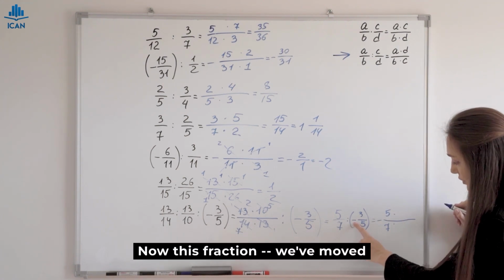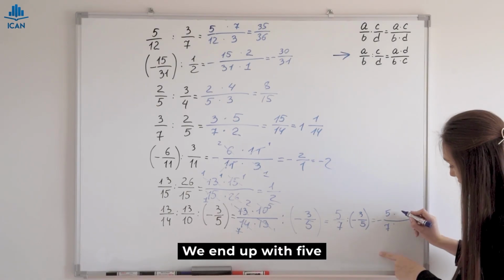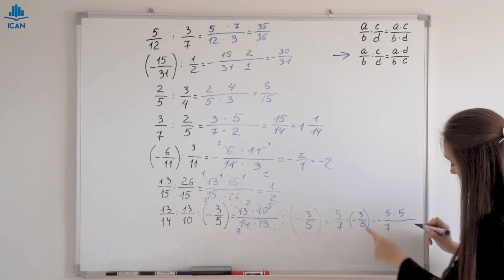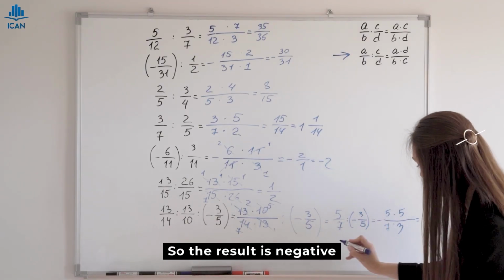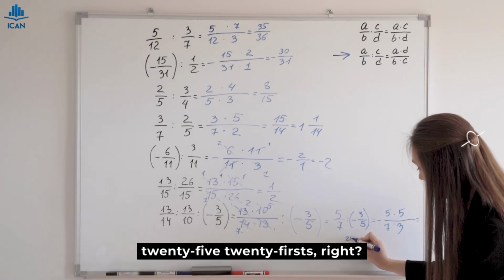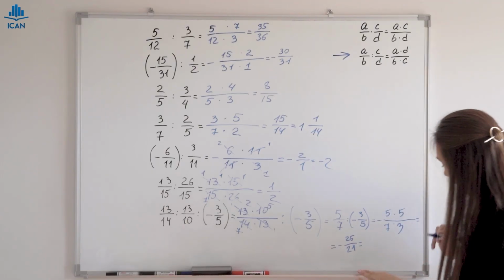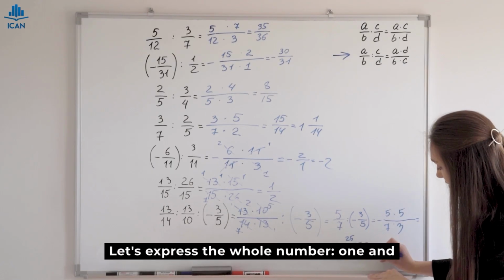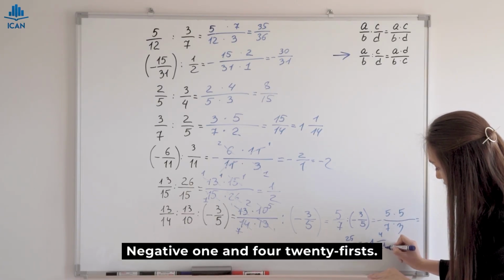Now this fraction, we've moved the minus, so we need to flip it. We end up with 5 in the numerator and 3 in the denominator. So the result is negative 25/21, right? 7 times 3 is how much? 21, right? Let's express the whole number, 1 and 4/21. Negative 1 and 4/21.